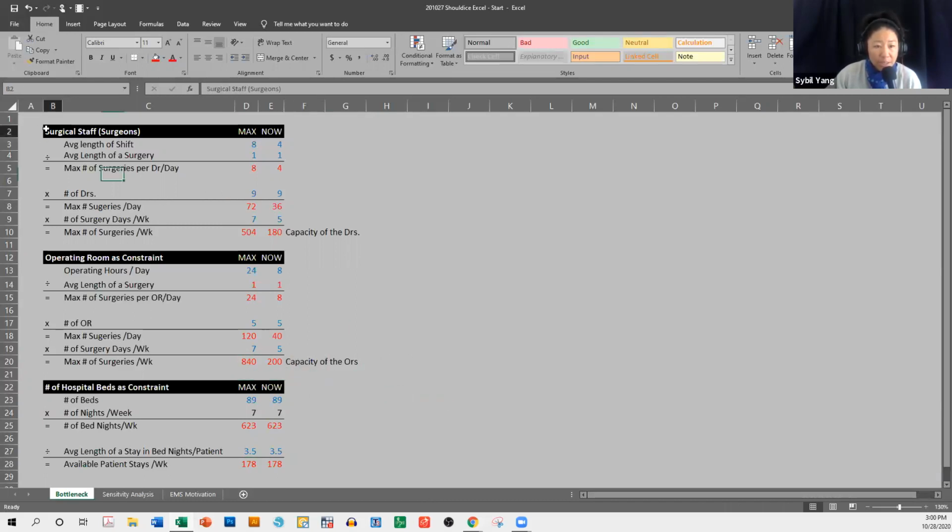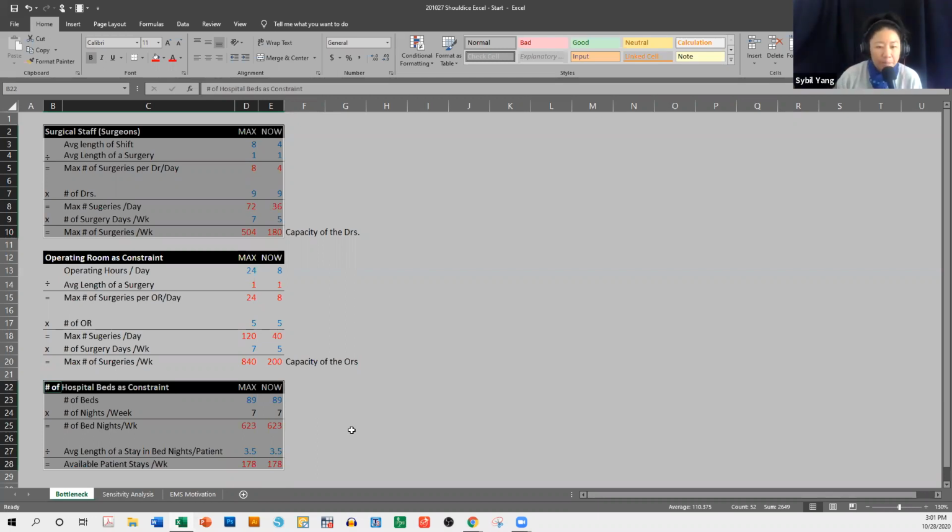Now, ask yourself, between the number of hospital beds and our surgeons, which one of those two things is the bottleneck in the Shouldice patient process? Is it the number of hospital beds that we have, or is it the number of surgeries that our surgeons can complete? Pause the video and think about it a little bit and your justification, and then return when you're ready for an answer.